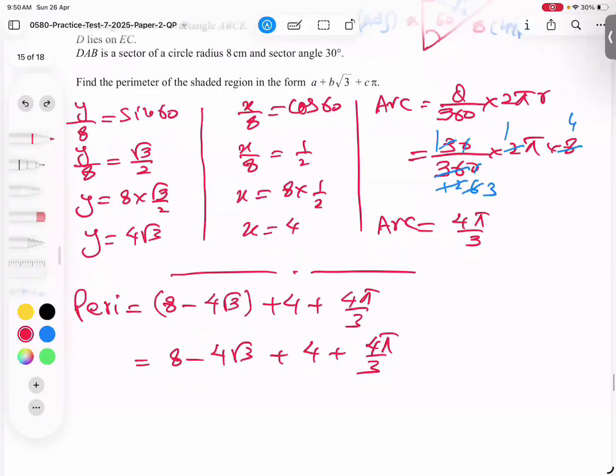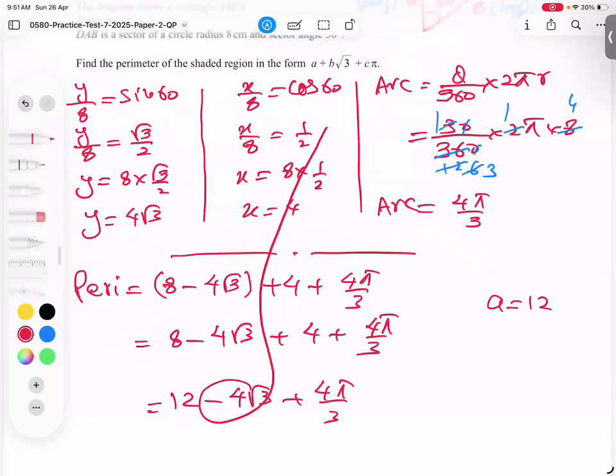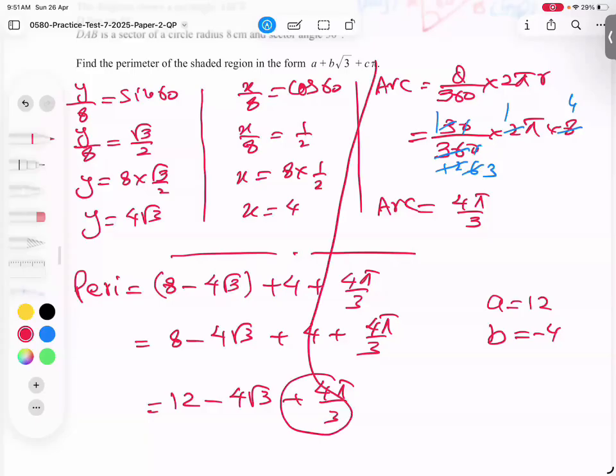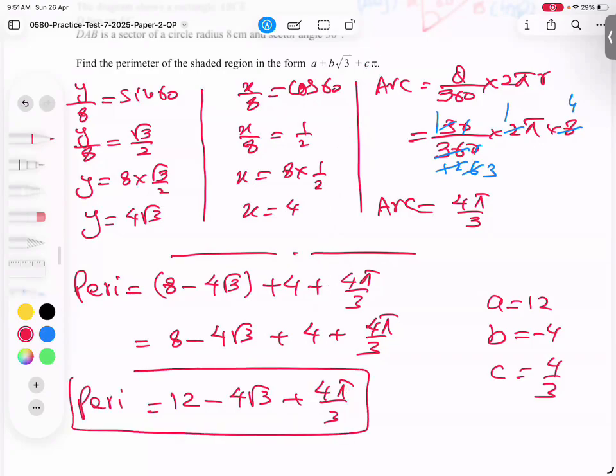These two numbers we can solve, and I'm getting here, sorry, not 4, it is 12. 8 plus 4 is 12, minus 4 root 3, and plus 4 pi over 3. And now we compare our answer with the top here. Though he's not asking, the A value is 12. I'm writing it just for the sake of information. And B is negative 4, because the negative is a part of the question. And C is 4 over 3, sorry, so 4 over 3 is the C value. I hope the concept of the question is completely clear.